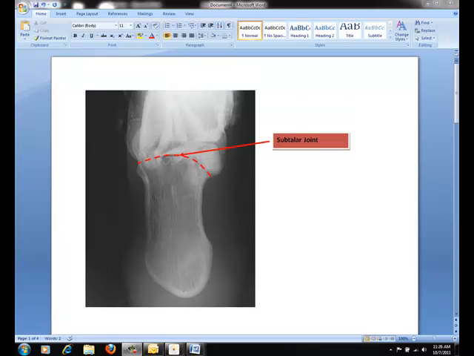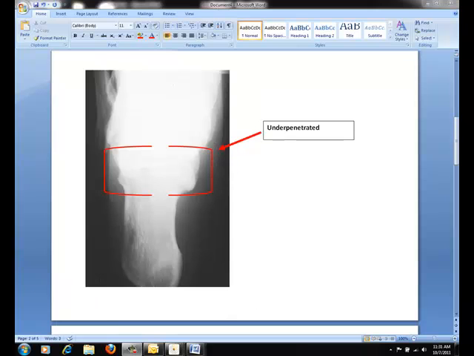Compare this image of the axial calcaneus to the next image you're about to see. The next image will be underpenetrated. In this image, you can note that the anterior calcaneus is not properly penetrated.